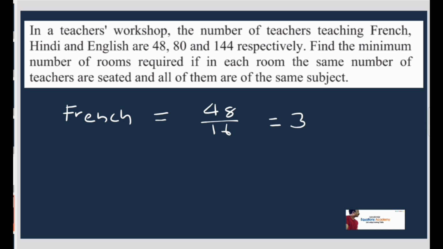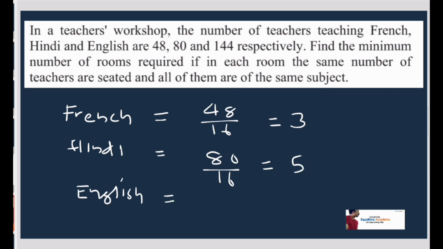Now what about Hindi teachers? The number of rooms required for Hindi teachers is equal to 80 divided by 16, which is equal to 5. Now the number of rooms required for English teachers is equal to 144 divided by the HCF 16, which is equal to 9.